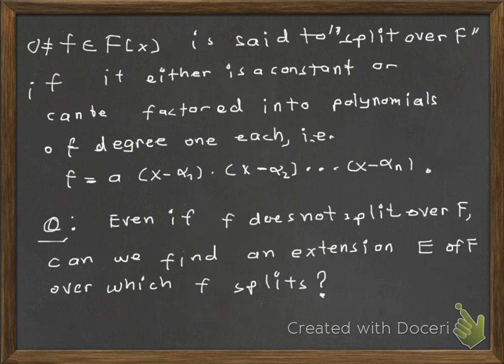Next, we define what it means for a non-zero polynomial to split over a base field F. It means it's either a constant, or it can be factored completely into polynomials of degree 1 each, like so. The question that we aim to answer is this. f may not split over F readily, but then can we guarantee that we can find an extension of F over which f splits? Is there always an extension over which f splits?